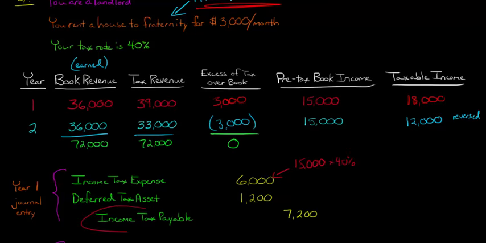Now, your income tax payable. Instead of using pre-tax book income to calculate income tax payable, we're going to use taxable income. So now we're going to say 18,000. We're going to take the taxable income of 18,000 times 40%. That's going to give us the income tax payable. Now, you see there's a difference. Income tax payable in year one, we're paying more tax than what our actual tax expense is.